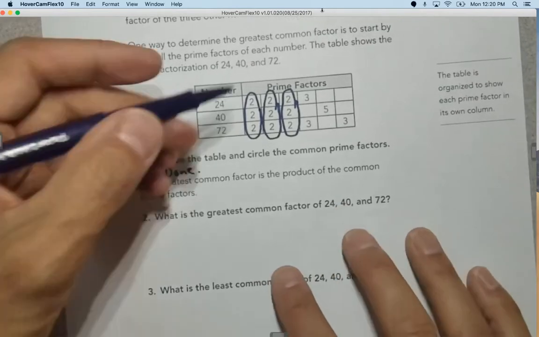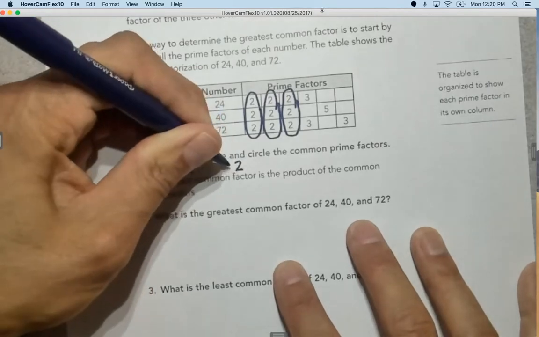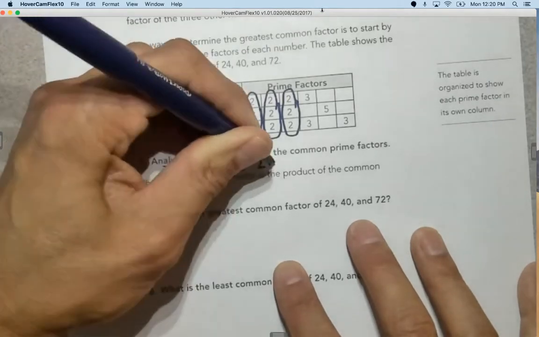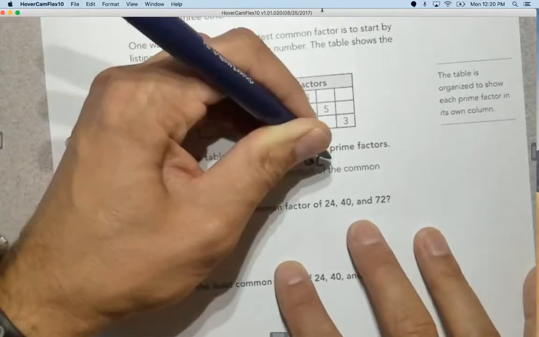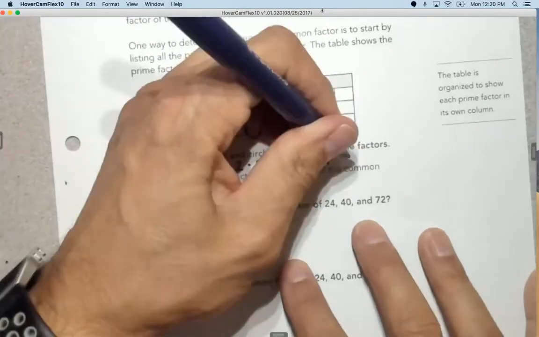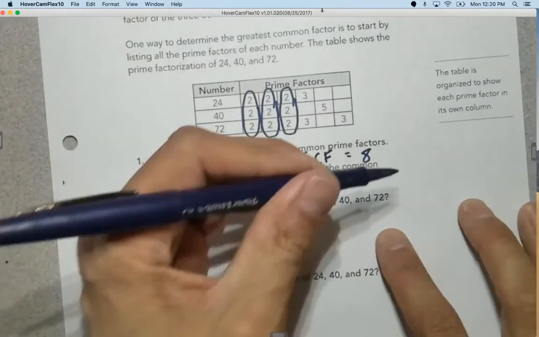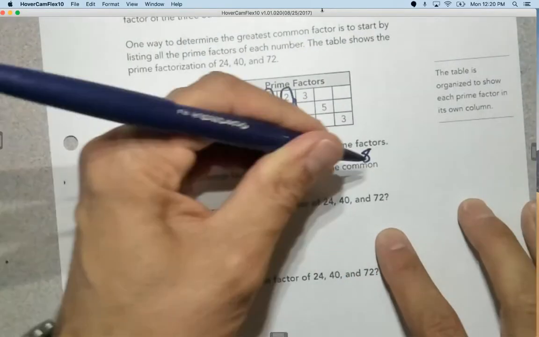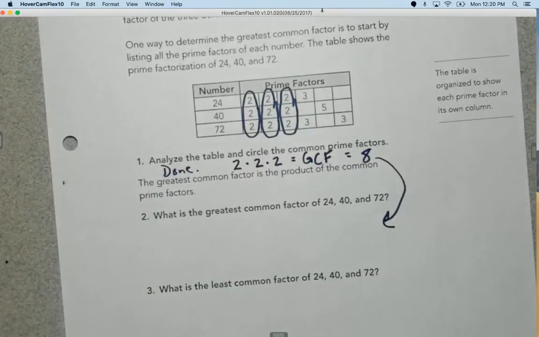Next, the greatest common factor is the product of the common prime factors. And so for this one, since they had 3 2's, the GCF is going to be 2 times 2 times 2, because they all share 3 2's. And so that is going to be 8 for that particular problem. And so the greatest common factor here is 8. What's the greatest common factor of 24, 40, and 72?